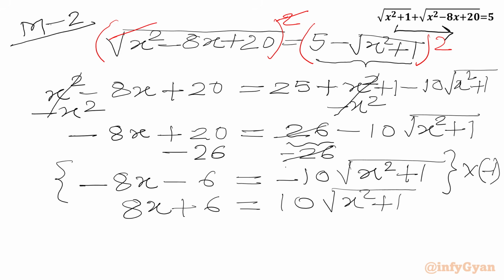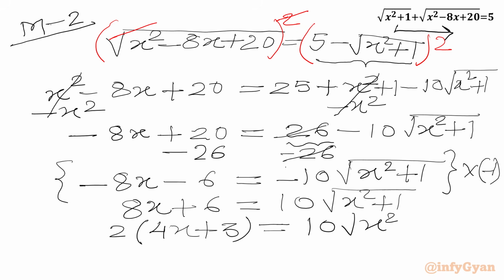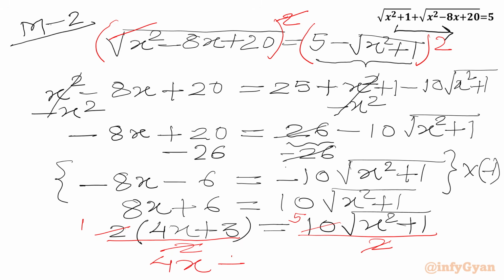We'll take 2 common from LHS. So 2 in the bracket, there will be 4x plus 3. And in RHS, we have 10 square root of x square plus 1. Now we can divide both sides by 2. So let us divide LHS by 2. Then we will divide RHS by 2. 2 over 2 will be 1. 10 over 2 will be 5. So we can write 4x plus 3 will be equal to 5 times square root of x square plus 1.